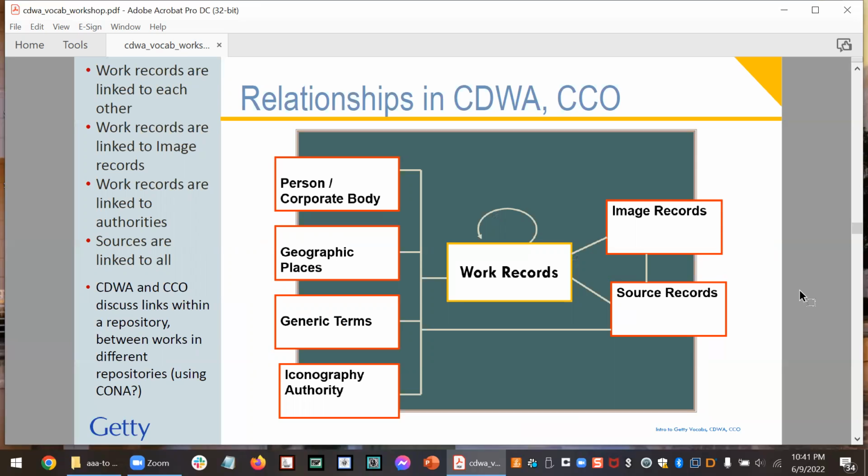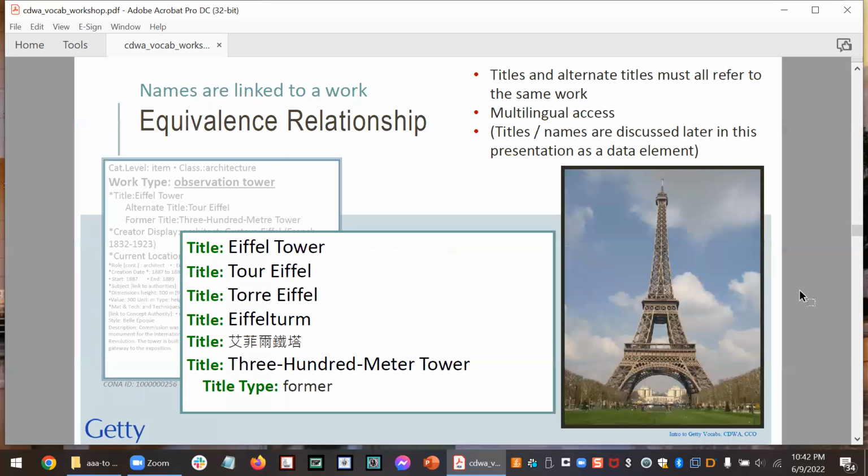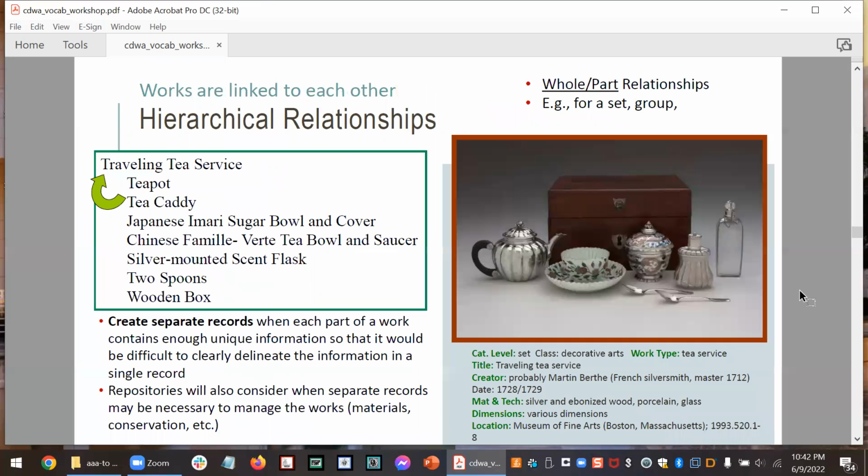Now, CDWA and CCO discuss links within a repository, which is probably what you're doing this evening. You're working just on the records, the objects that you have in your collection. But also you could use these same rules, these same concepts, if you had a project where you're linking between works in different collections. Now let's look at some of those relationships. Again, an equivalence relationship, like you saw in the vocabularies, but here, among the titles for this work. And I'll talk about titles later. That's a relationship. Hierarchical relationships might be pertinent.